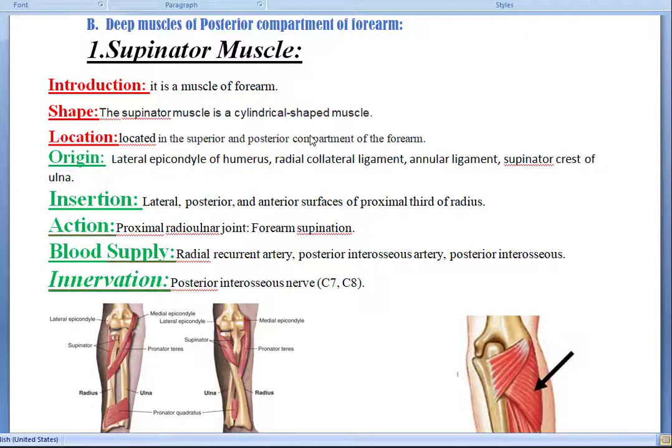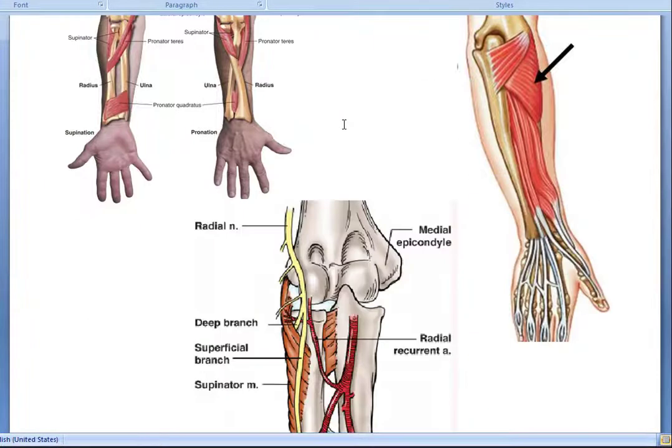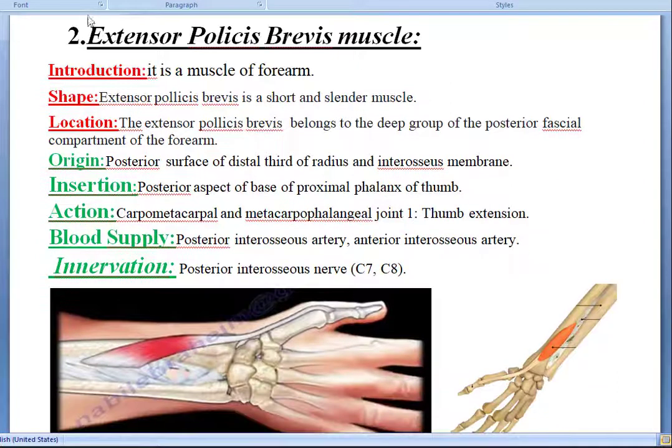Welcome back, dear friends. We are discussing the deep muscles of the posterior compartment of the forearm. In our previous lecture, we discussed the supinator muscle. Now, the second muscle is the extensor pollicis brevis muscle. Its name suggests that it will cause the extension of your pollicis, or thumb.